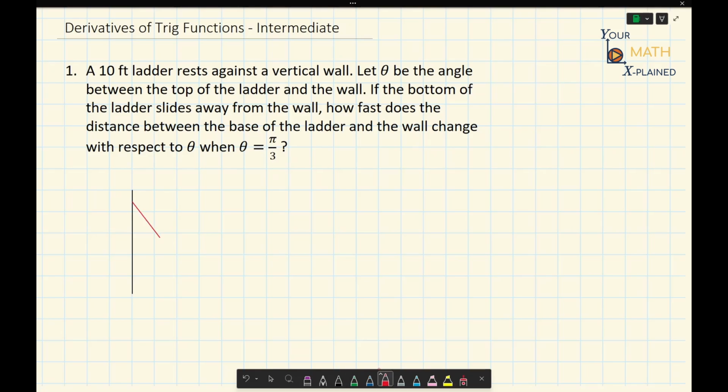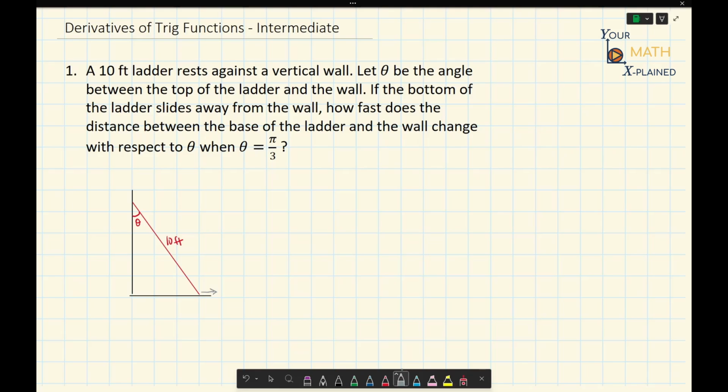So let's say this red line here is going to be our ladder, and we're going to label this because we know that this is a 10-foot ladder. And now the angle between the top of the ladder and the wall is going to be theta. So that means theta is right over here. And then we have our ground, which is right over here. We were told that the bottom of this ladder is sliding away from the wall. So that means we're going away from the wall in that direction.